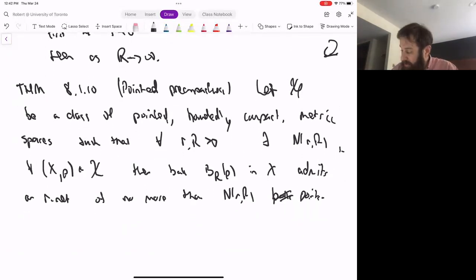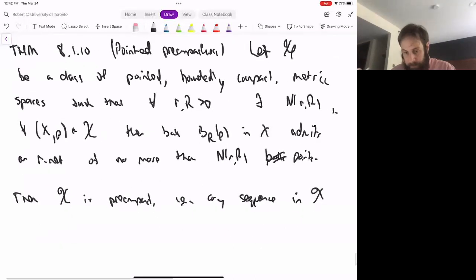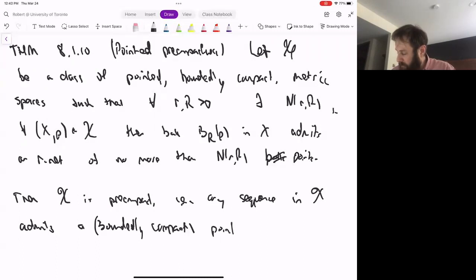And then the conclusion is that script X is precompact in the sense that, i.e., any sequence in script X admits a boundedly compact pointed Gromov-Hausdorff limit.